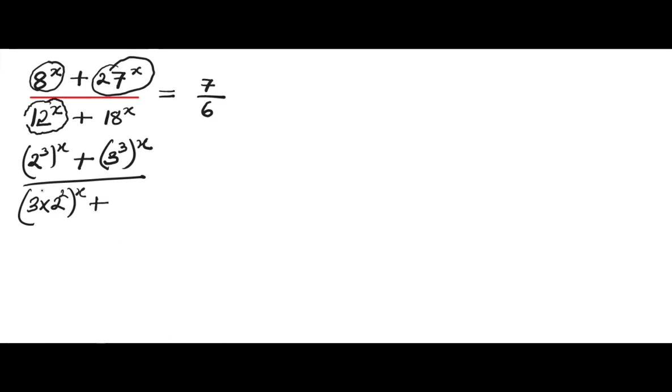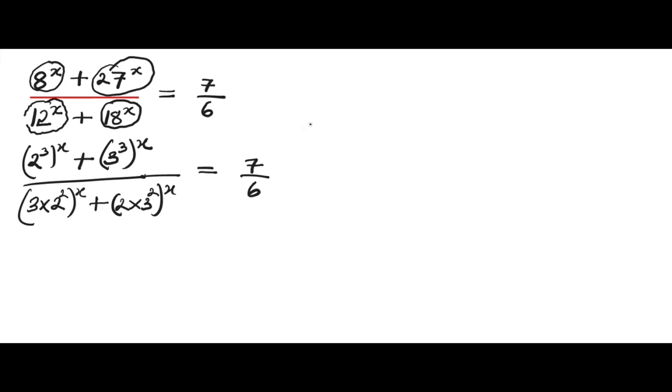Plus 18 raised to the power of x can be written as 2 times 3 raised to the power of 2, or raised to the power of x. Okay, and this is equal to 7 divided by 6.